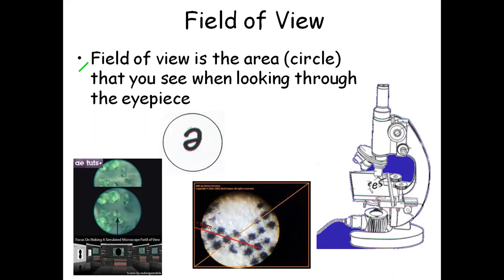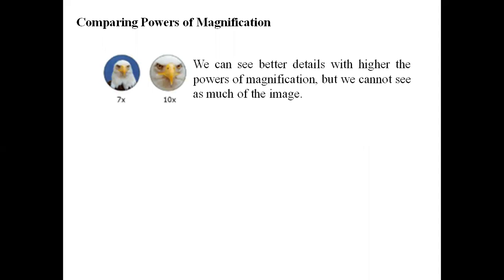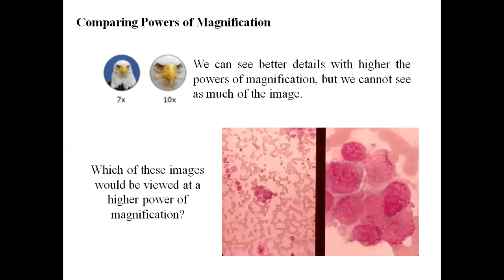Then the next one is the field of view. What is the field of view? Field of view is the area, that is the circle, that you see when looking through the eyepiece. Then comparing the power of magnification, we can see better detail with a higher power of magnification, but we cannot see as much of the image. So in both images, which of these images would be viewed at the higher power of magnification? This is the question.